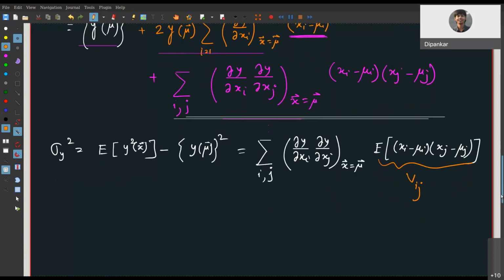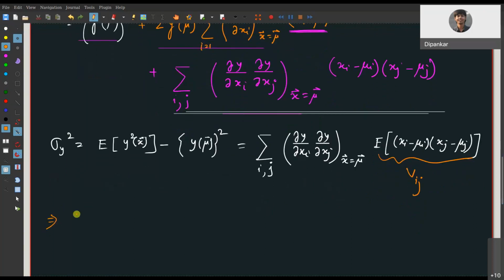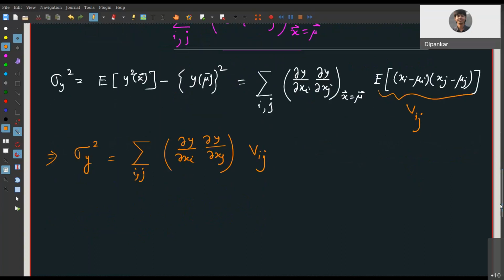All right. So that means I get this very interesting relation: sigma y square equals the summation over i, j of del y del xi, del y del xj, times Vij. This is the formula for the standard deviation.